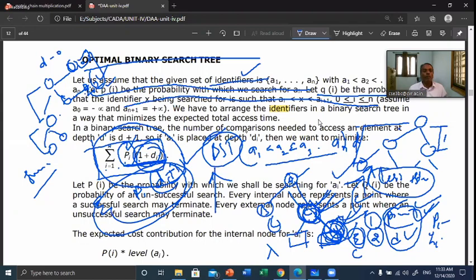Okay, are you clear what exactly this problem is? Then we have to do the problems on this from the next class onwards. Okay, I'm going to stop at this level.